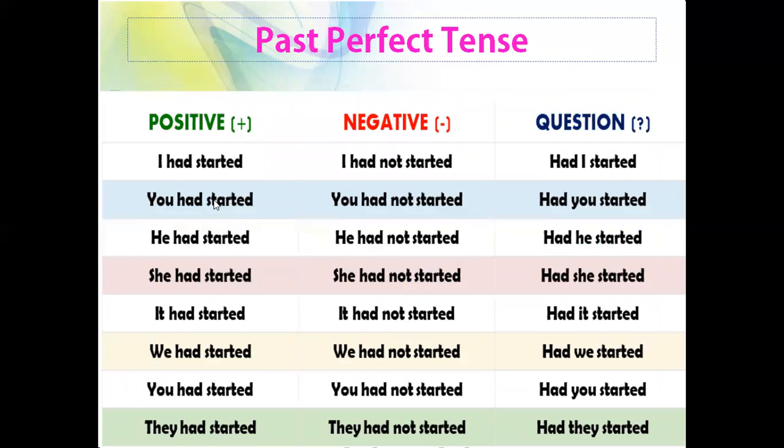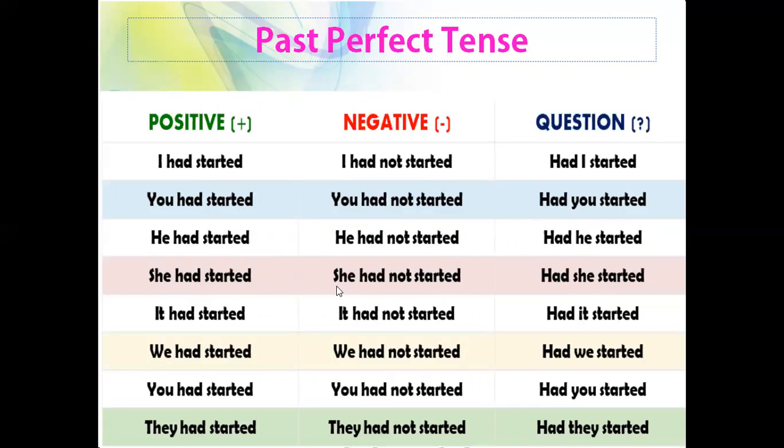Next, here is an example. In positive, I had started. In negative, I had not started. In question, had I started? Then, you had started. You had not started. Had you started? He had started. He had not started. Had he started?